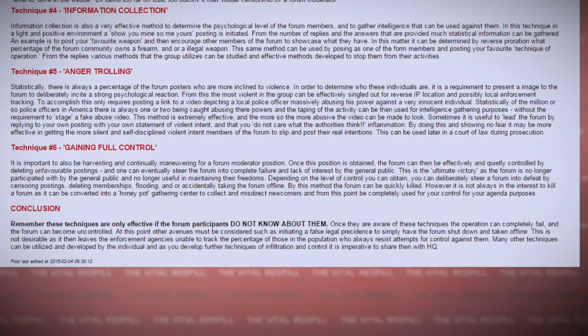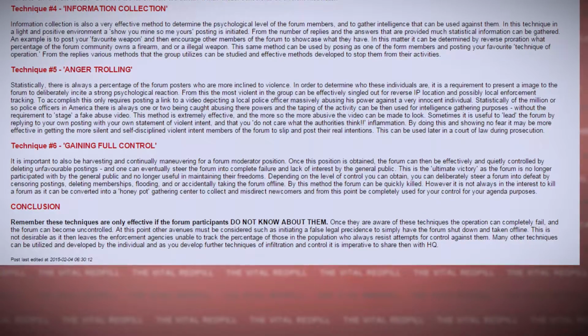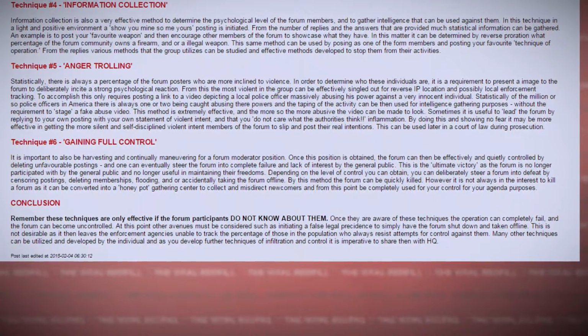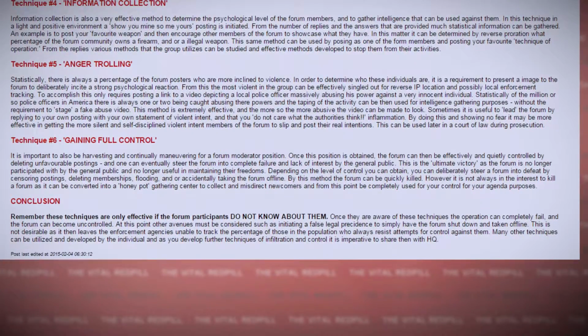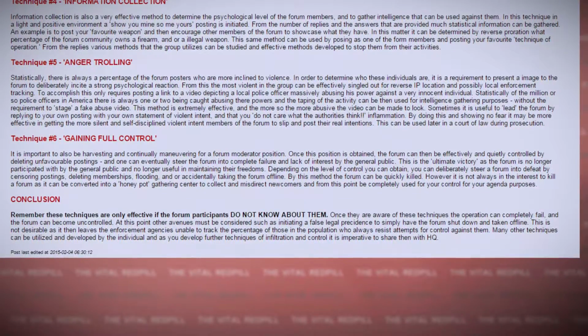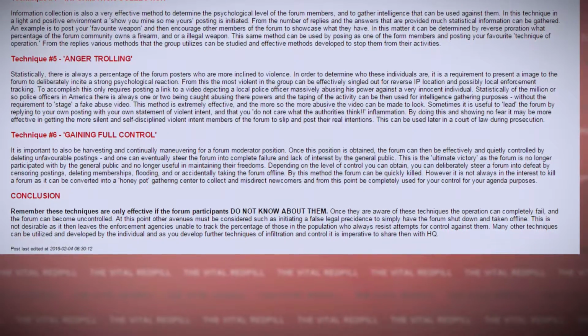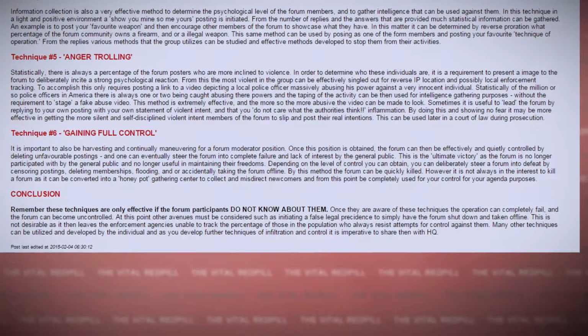Statistically, of the 1 million or so police officers in America, there's always 1 or 2 being caught abusing their powers, and the taping of these activities can then be used for intelligence gathering purposes, without the requirement of staging a fake abuse video. This method is extremely effective, and the more so, the more abusive the video can be made to look.